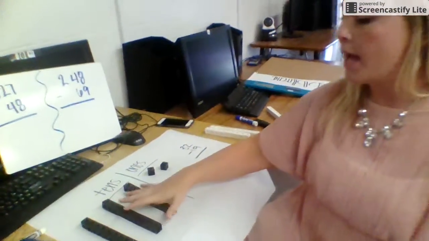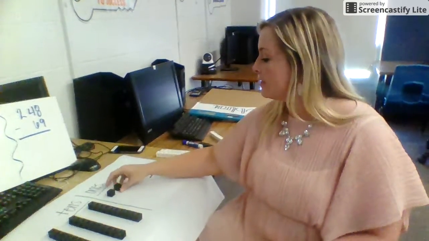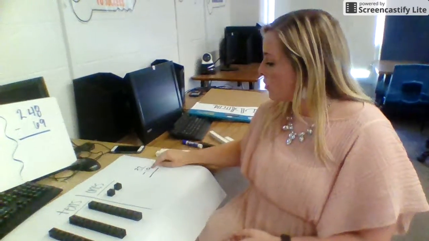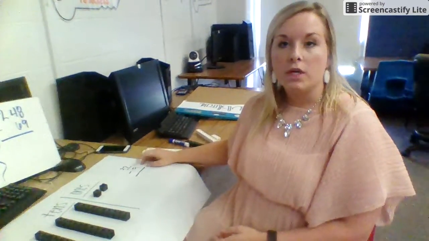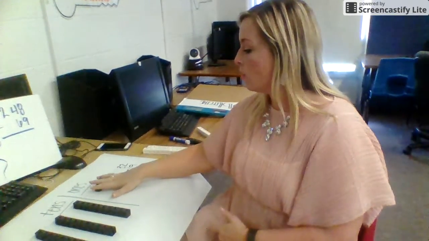So over here we have 3 sets of 10 for our tens places, and we have 2 ones to represent 32. Now, as we look at 32 minus 19, we see that you cannot take 9 away from 2. We only have these 2.